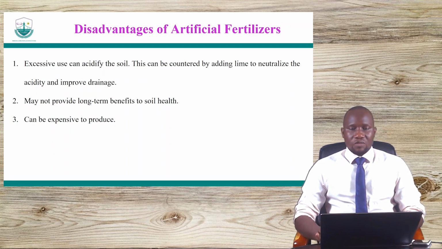Okay, and then they're also expensive to produce. And the likelihood of pollution is also high with these artificial fertilizers. If these artificial fertilizers are washed into water bodies, you can have what we call eutrophication. Okay, these fertilizers get their way into water bodies and cause disproportionate growth of some of the plants, and then this can increase what we call the biological oxygen demand, and that can cause death of some microorganisms.